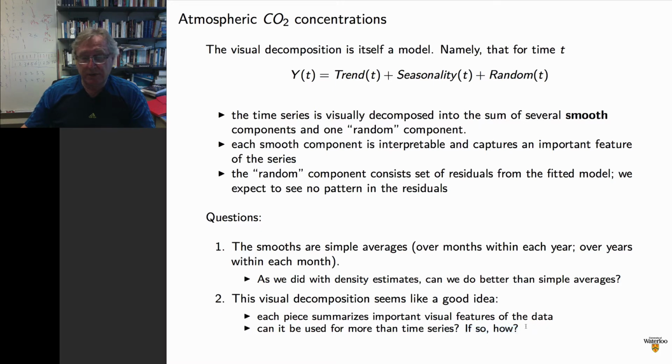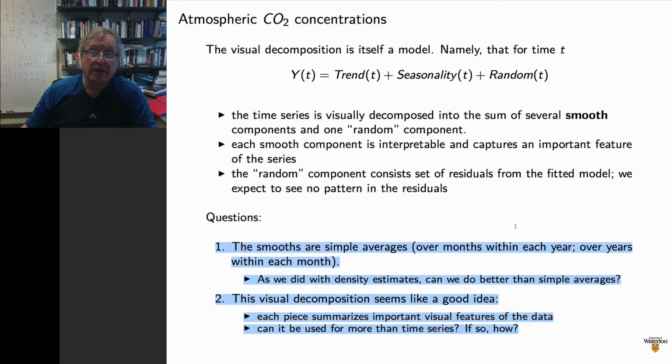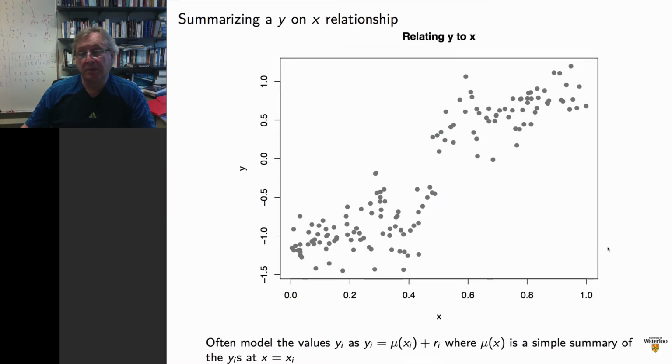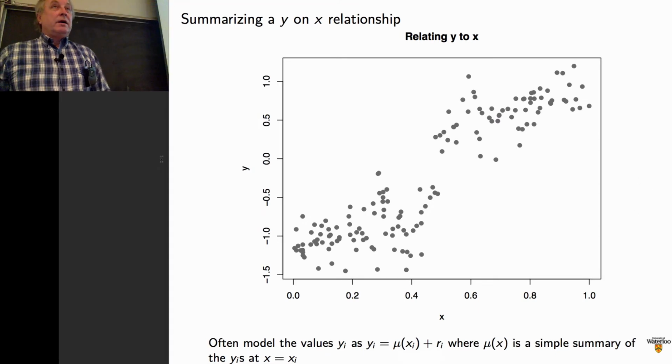So these two ideas I'm going to explore in a moment, just thinking about any data set that is not a time series. For example, something like this. Any two-dimensional data set: can I relate y to x, and can I separate out the pieces of this relationship into interpretable smaller pieces? So that's what we're going to look at momentarily. Okay, let's get started.